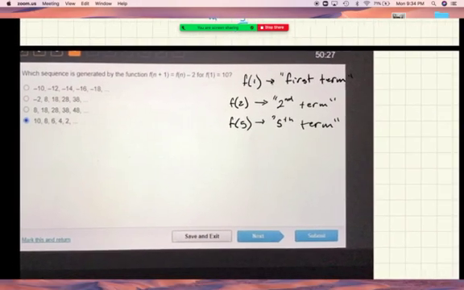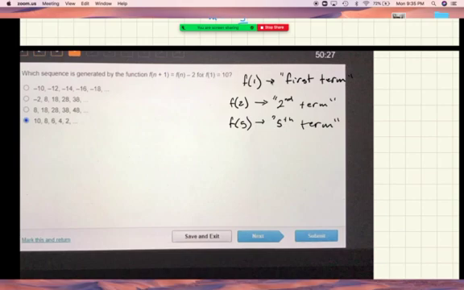And so here, this would be the first term, this would be the second term, this would be the third term, fourth term, fifth term. So if you wanted to get the fifth term for any of these, you would try to figure out what is f of 5. But we're not going to do it like that, because they give us the first term. F of 1 is the first term. That's 10. So we already know that that's the answer.